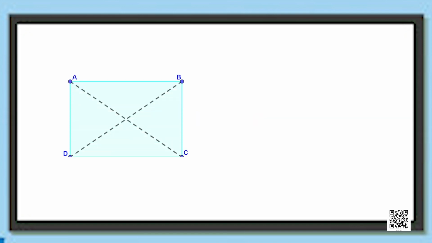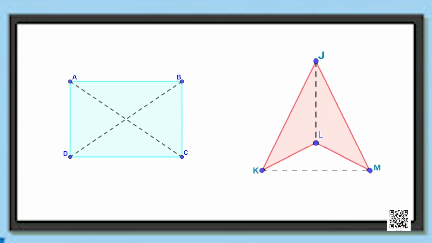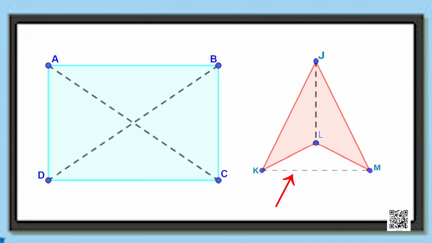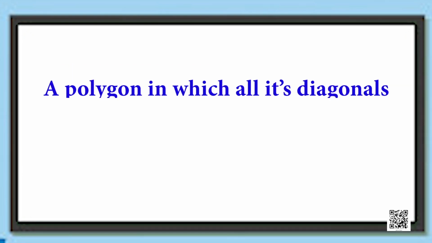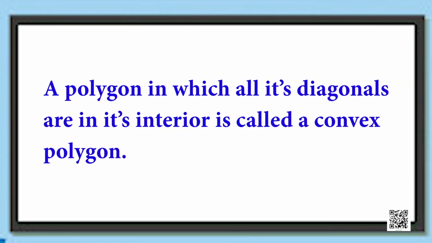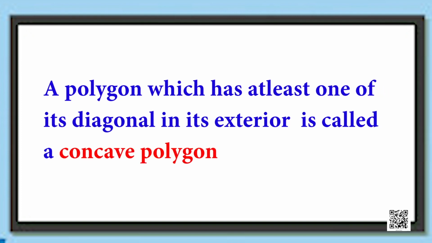Now look at the polygons ABCD and JKLM. Is there a difference between the two? Please observe them carefully. Yes, you are right. In the polygon JKLM, the diagonal KM is in the exterior, whereas in the polygon ABCD, both the diagonals are in its interior. A polygon in which all its diagonals are in its interior is called a convex polygon. A polygon with at least one of its diagonals at its exterior is called a concave polygon.